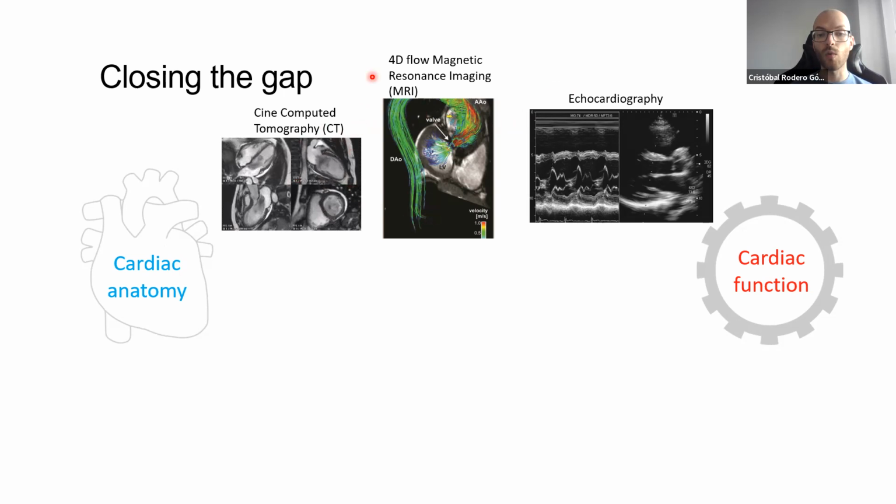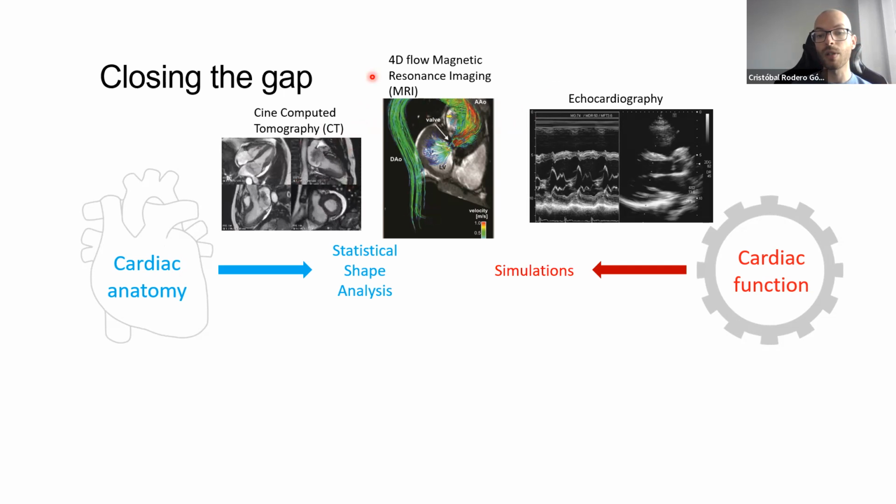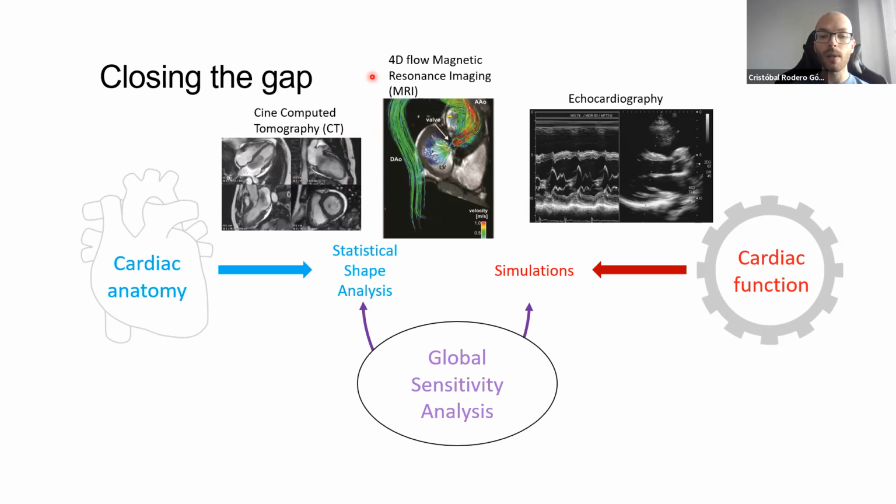So the first step is to try to quantify all these features. To quantify cardiac anatomy, we use statistical shape analysis, and to quantify cardiac function, we use electrophysiology and mechanics simulations. And then the link here will be global sensitivity analysis. I believe this was applied firstly in geology simulations. But the idea is that it's a sensitivity analysis that takes into account the whole space. And since for that we need a lot of simulations, we will also need to borrow some tools from emulators. So during the talk, I will walk through all these different steps.